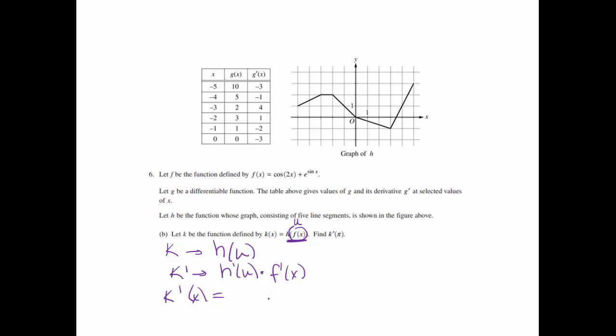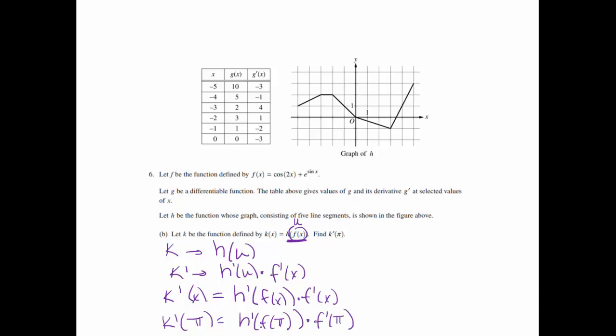So I'm just going to put my equal sign when I'm back to all x's. So I'm going to put h prime, u was f of x, and then times f prime of x. Okay, now that I have my general derivative, I'm ready to plug in pi. So I'm going to get h prime of f of pi times f prime of pi.